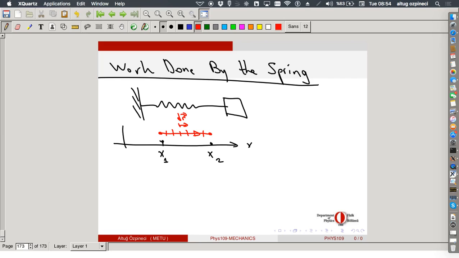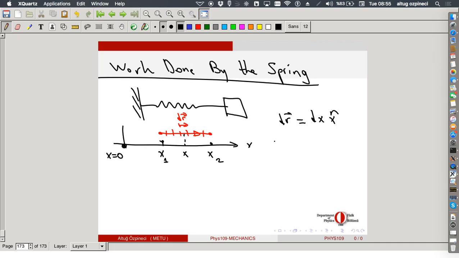Let's say that this is our x equal to 0, this point. So when the mass is in equilibrium, it is right at this point. So the position of this segment, we can call it x. And this dr would be nothing but dx in the x direction, a very small displacement in the x direction. This is our vector.